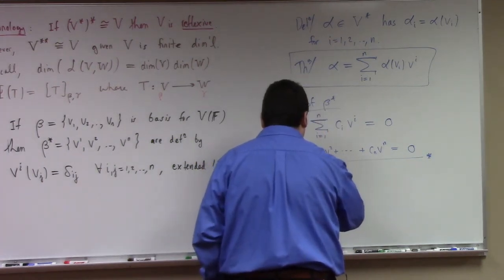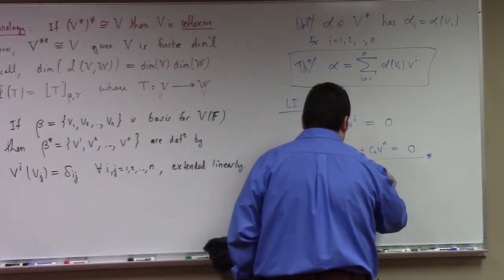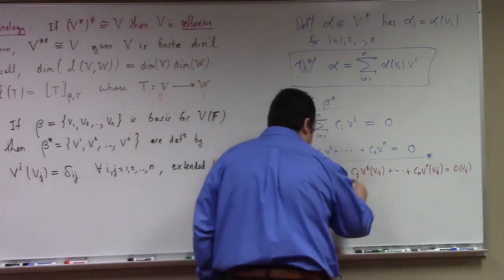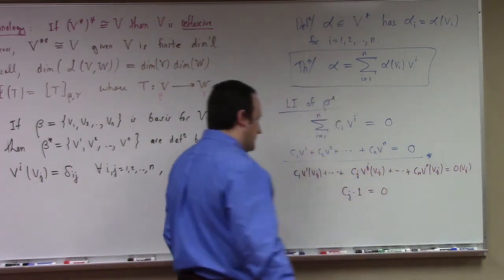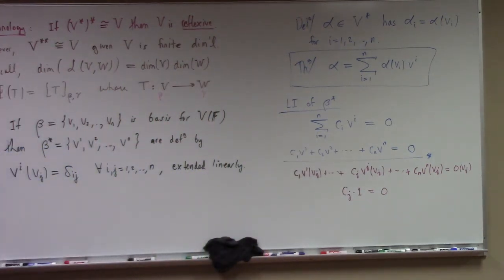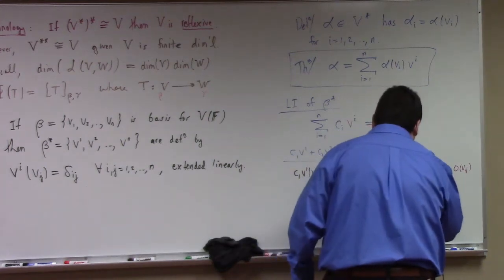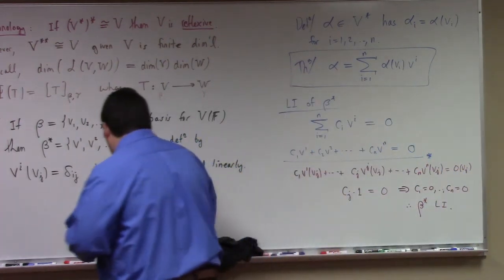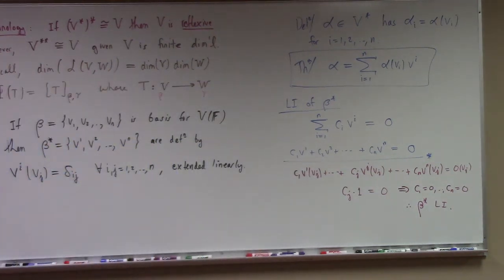So like C1, V1 of Vj, right? Eventually we get to Cj, Vj of Vj, Cn, Vn of Vj. And what happens to that sum? The 0 map on Vj, by the way. So what we get is just Cj times 1 is equal to 0. Because by construction, the dual basis acting on anything except the corresponding basis vector gives 0, except when j matches, in which case we get 1. But Cj being arbitrary, C1 equals 0, and so forth and so on, Cn equals 0. Therefore, beta dual is linearly independent. And there you go. We have proved that the dual basis is in fact a basis. It would be embarrassing if I named it the dual basis and it wasn't actually a basis, right? That would be very embarrassing, wouldn't it? So that's not the case, though.